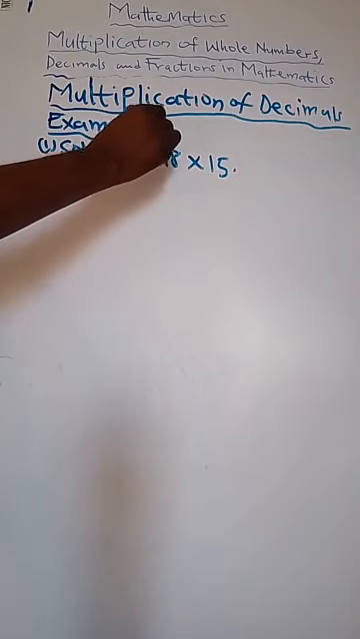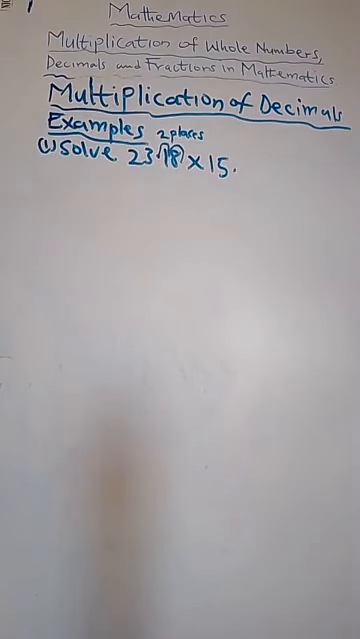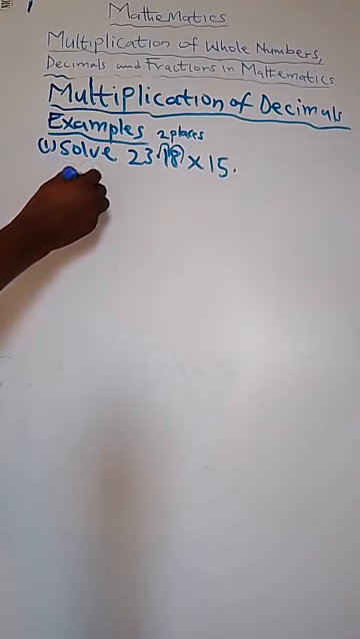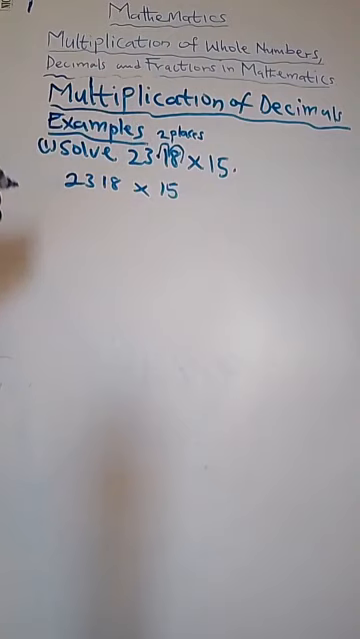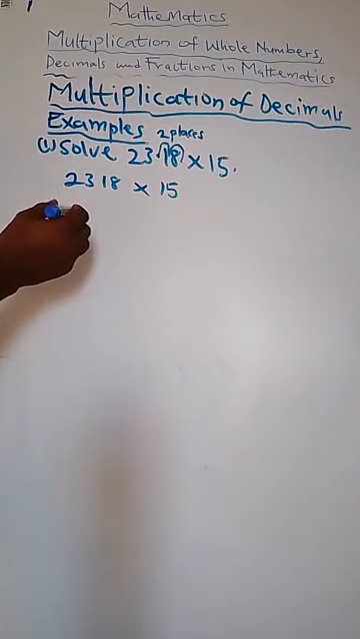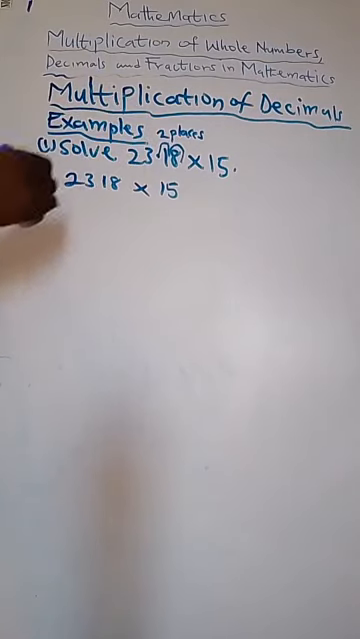So the decimal will move 1, 2. So the decimal will move 2 places, because you are going to use this to arrive at your final answer. Now we have 2318 times 15, because we have removed the decimal point. Then we can multiply this as usual and arrive at an answer. Then place the decimal point at the end of it to get the final answer.